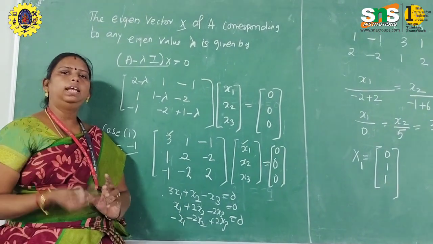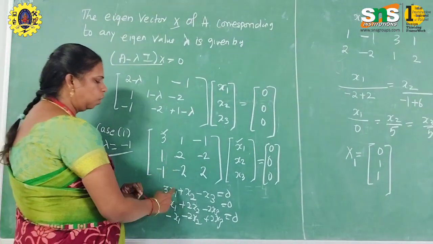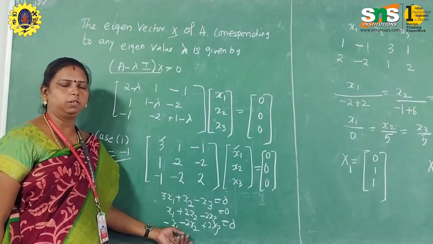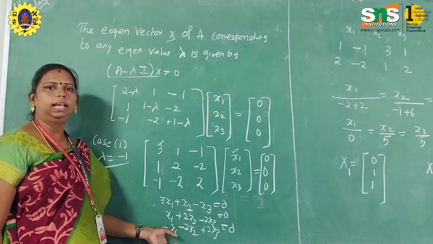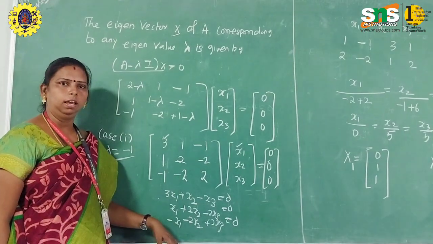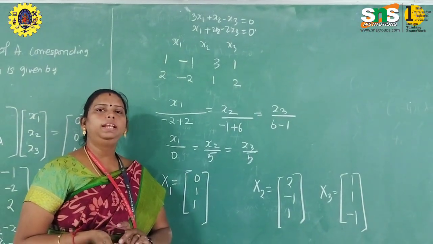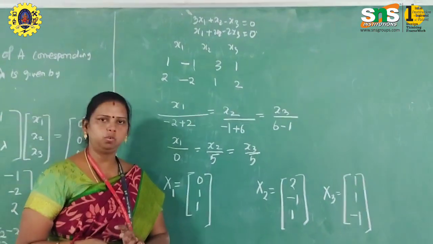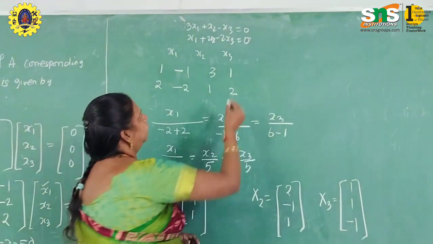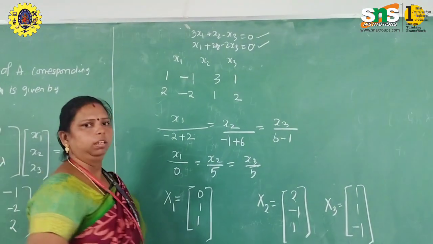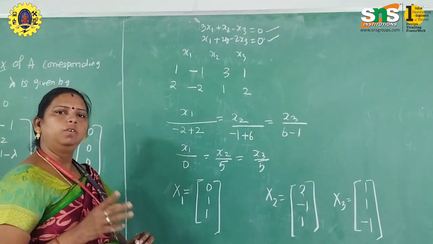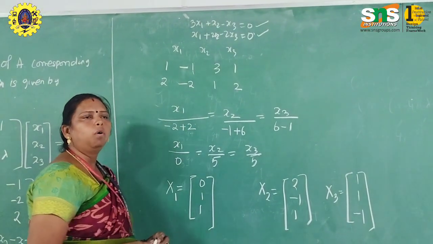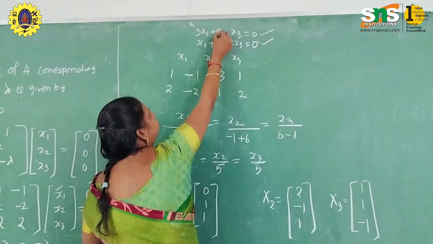In order to find the eigenvector, I have to find the values of x1, x2, x3. We have 3 equations, and we can solve these equations to get the values of x1, x2, x3. You can take any 2 equations and, solving these 2 equations, you get the values of x1, x2, x3. So I have taken the first and second equation. In the first and second equation, what are the unknowns we have? We have x1, x2, x3.